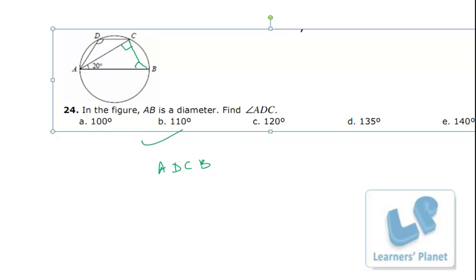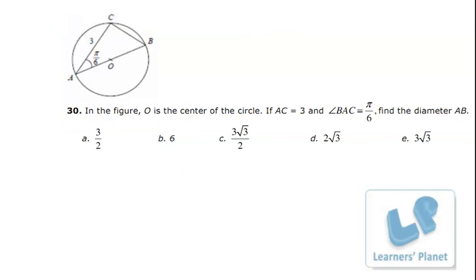Okay, 22nd problem. Now let's see this problem. In the figure, O is the center of the circle. If AC is 3, angle BAC is pi by 6. Pi by 6 means 30 degrees. Find the diameter AB. Okay, if AB is diameter, O is the center of the circle, then first of all this angle must be 90 degrees, right? Now this is 90, this is 30.